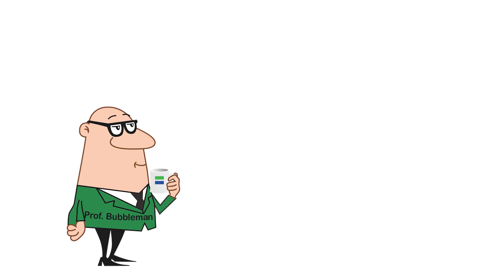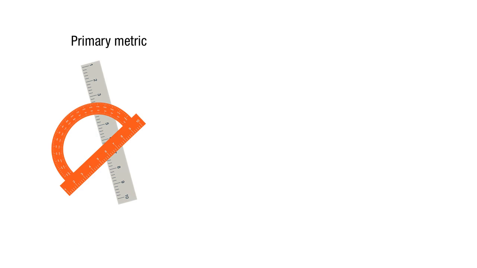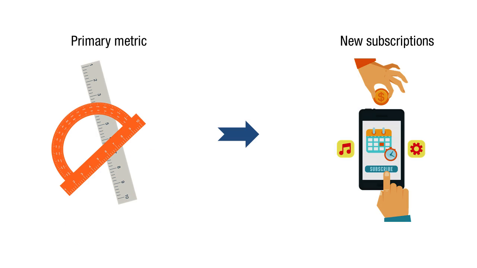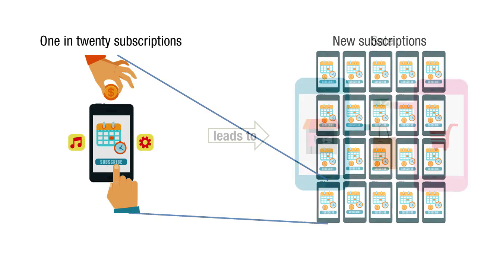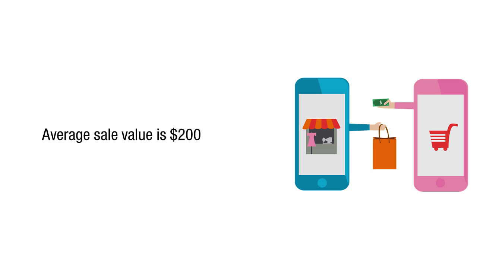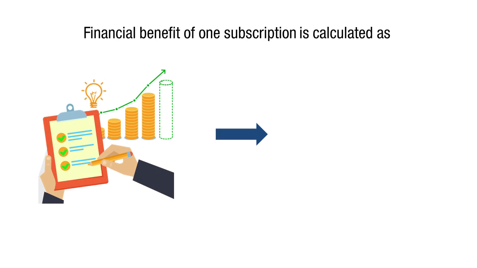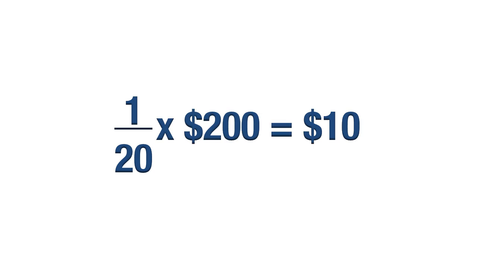Can you think of an example for this concept? If the primary metric is new subscriptions, and it's estimated that only 1 in 20 subscriptions leads to a sale, and the average sale value is $200, then the financial benefit of one subscription is calculated as follows: 1 divided by 20 times $200 equals $10.